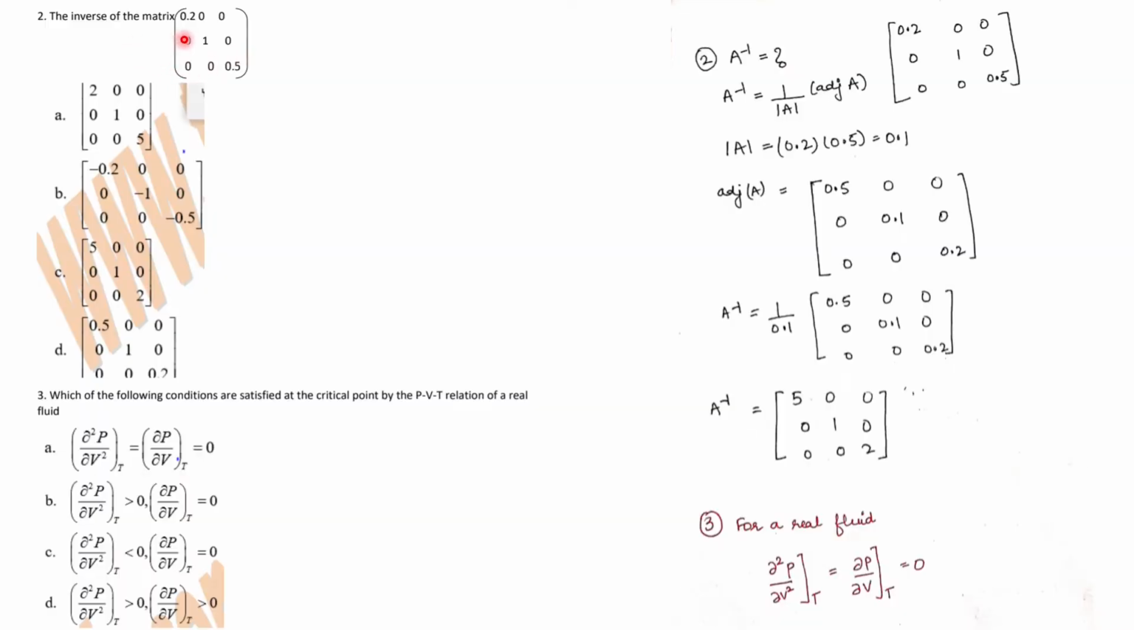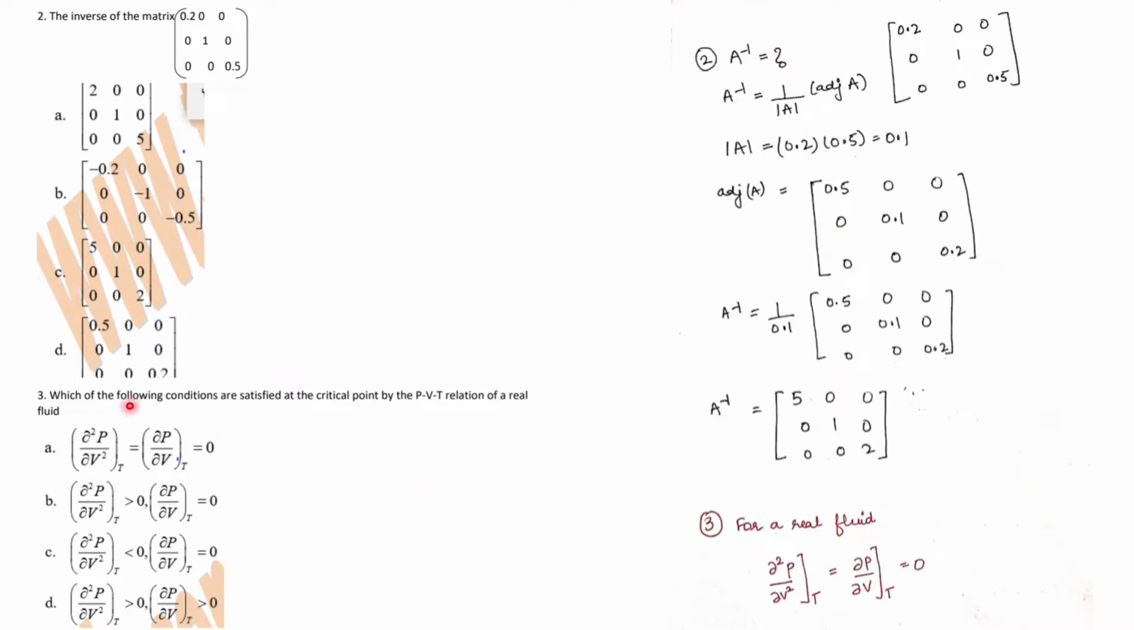The inverse of the matrix: inverse is nothing but 1 upon determinant of A multiplied by adjoint of A. We can easily find out the determinant of A, which is 0.1, and adjoint of A is nothing but the matrix of all the minors, which is minor of A11 is 0.5, minor of A12 will be 0, and similarly others also. So A inverse is 1 upon 0.1 multiplied by adjoint of A, which is this matrix. So we'll get to know that option C is correct.